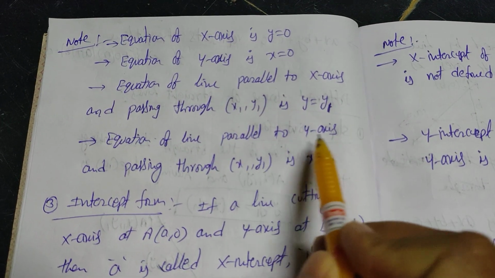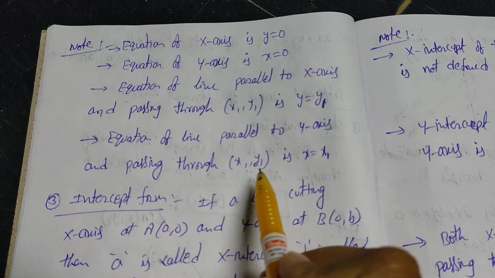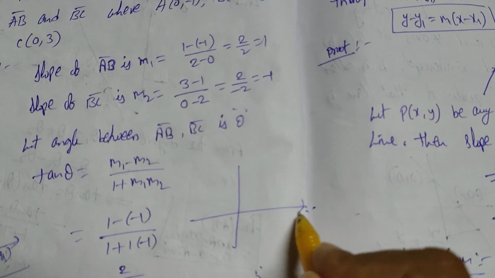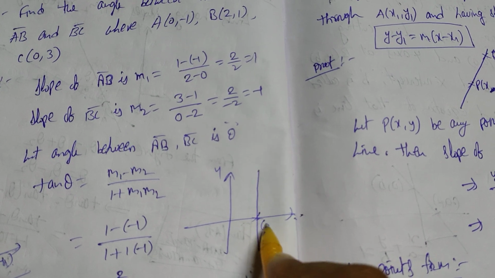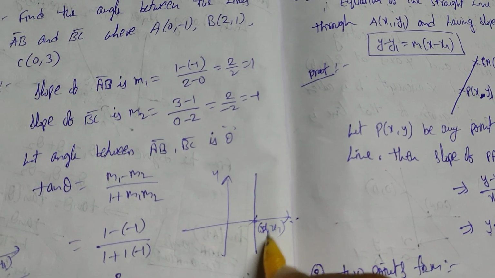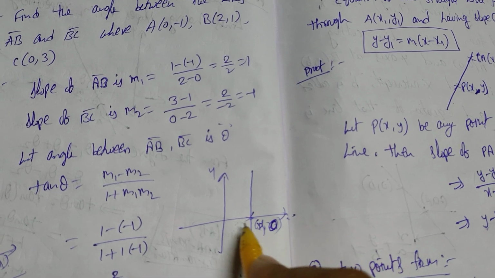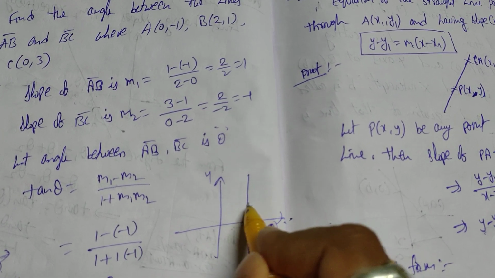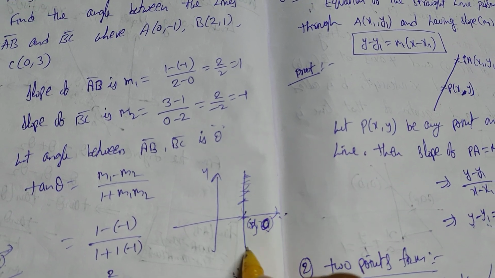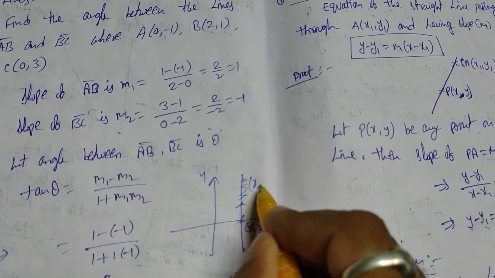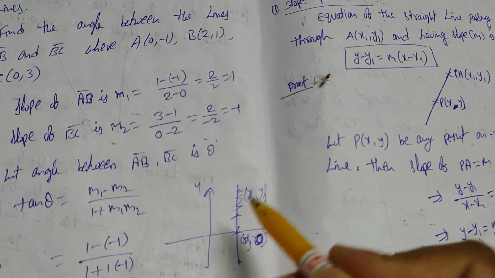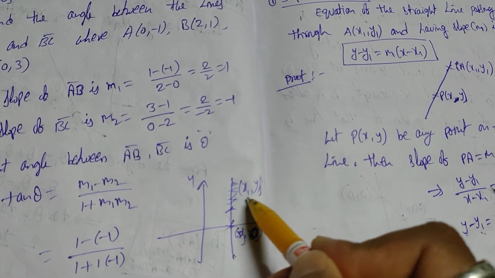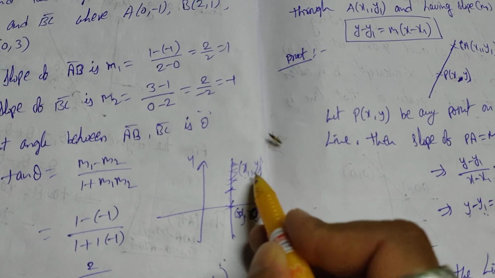Similarly, the equation of the line parallel to y-axis and passing through x1 comma y1 is similar. Suppose this is the x-axis and this is the y-axis, and the line is parallel to y-axis. Here the point is some x1 comma 0. Any point on the x-axis is in the form of x1 comma 0. If you take any point on this line, the x coordinate is fixed and the y coordinate is different. So we need to find the line equation which is parallel to y-axis and passing through x1 comma y1.